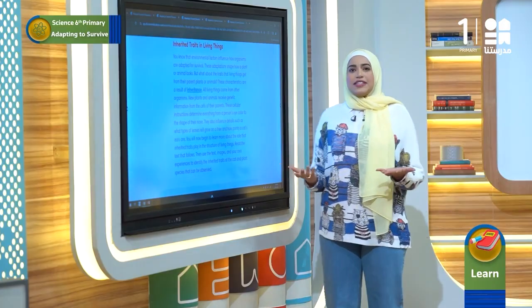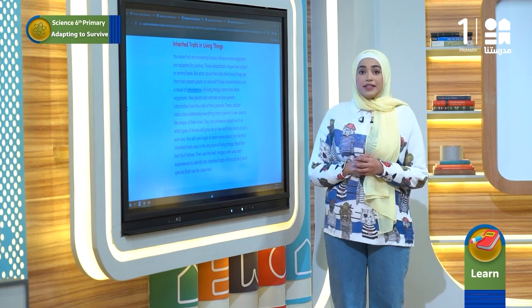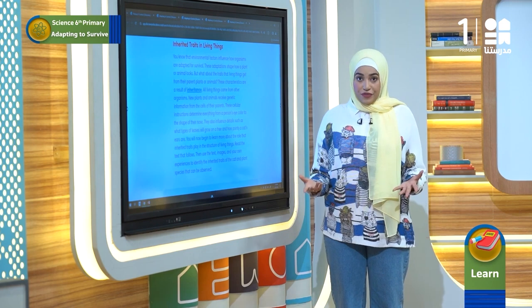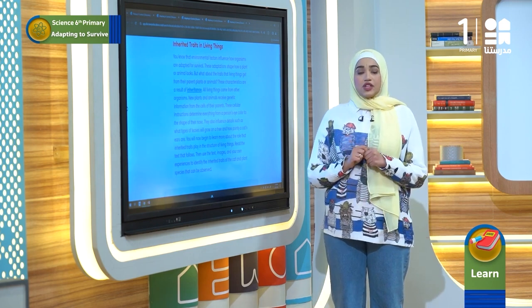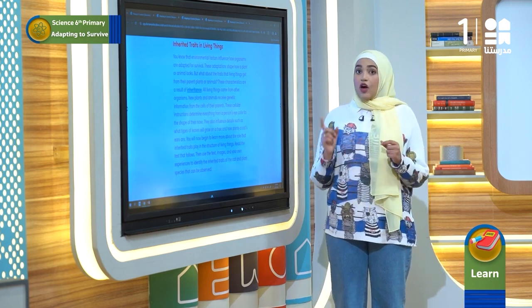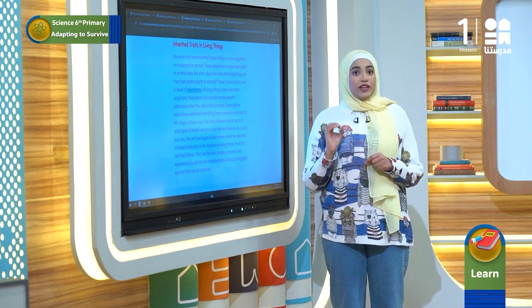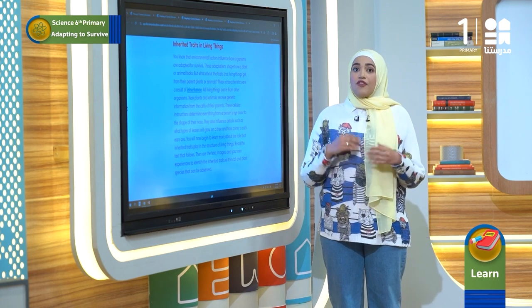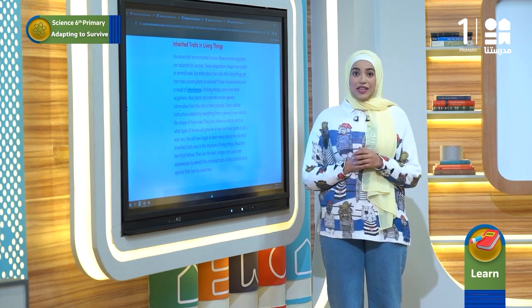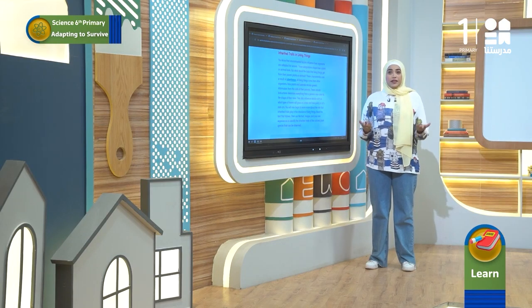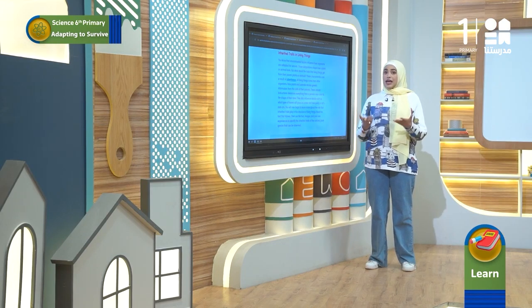What are the traits living organisms inherit from their parents, and how do these inherited traits help them to adapt and survive? To answer these questions, we are going to read the text, observe the images, and use our own experience to identify the inherited traits of a cat and plant species that can be observed. Now, take your time to read the text. When we come back, we will discuss together.